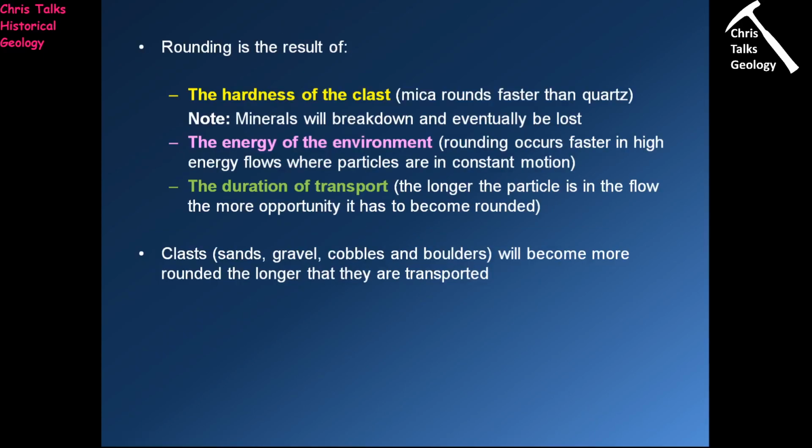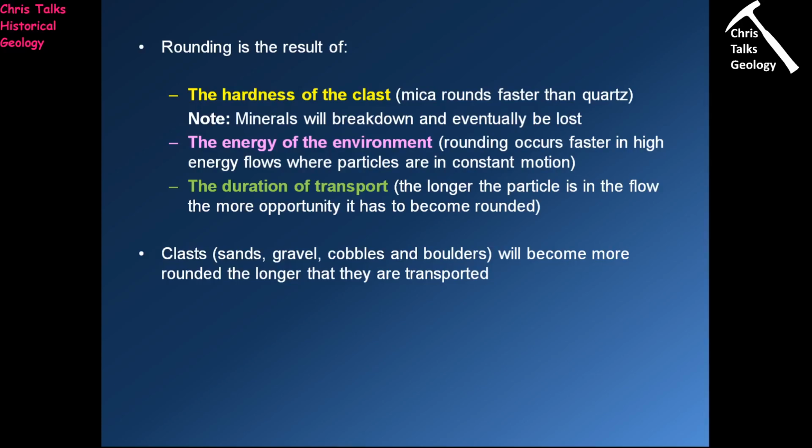So the rounding of the clast is the result of the hardness of the clast. Obviously, if your clast is made from something quite hard, it's going to take longer to be rounded. In contrast, if your clast is made from something quite soft, it will round quite quickly. We also have the energy of the environment. The higher the energy of the environment, the faster and more violent the impacts between the clasts will be. And so you'll have lots of impacts, one after another, in very quick succession. This means that sharp corners will be knocked off clasts quite quickly.